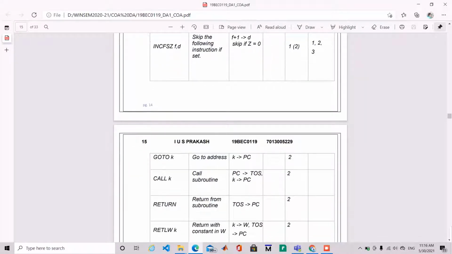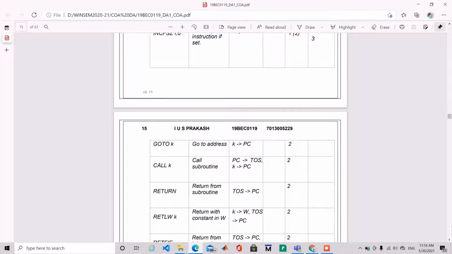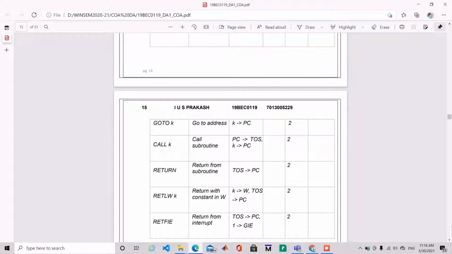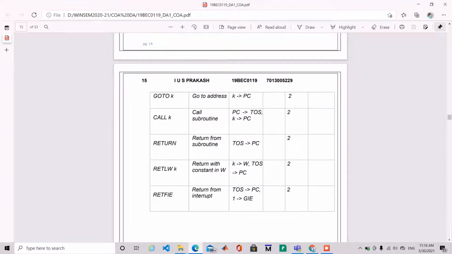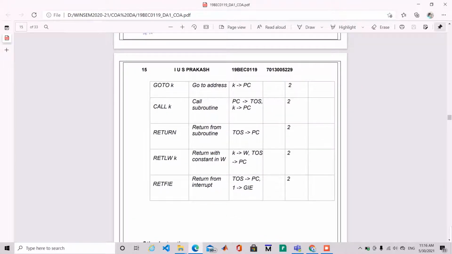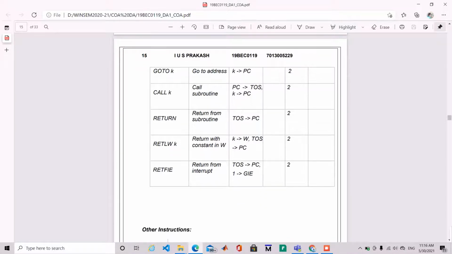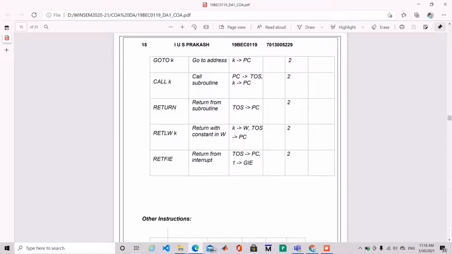And then GOTO K. It means go to address. CALL K. It means calling subroutine. RETURN. It means returning from subroutine. RETLW K. It means return with constant in W. RETFIE. It means returning from interrupt.